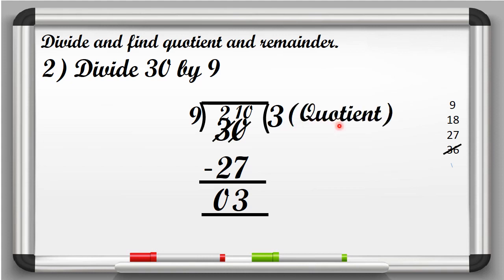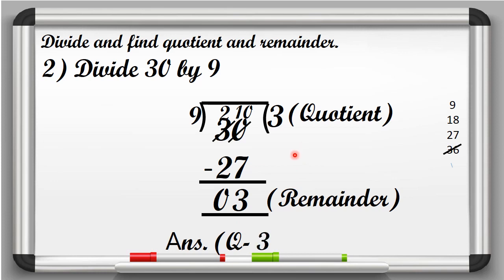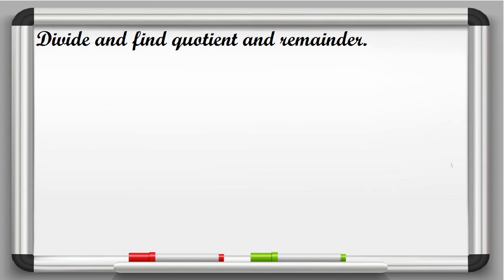Okay. So we will write here quotient, and 3 is the remainder. So here we will write remainder 3. And our answer is Q3. Okay. And R3. हमारा रिमाइंडर और क्वोशंट दोनों ही 3 आए हैं इस क्वेश्चन में.